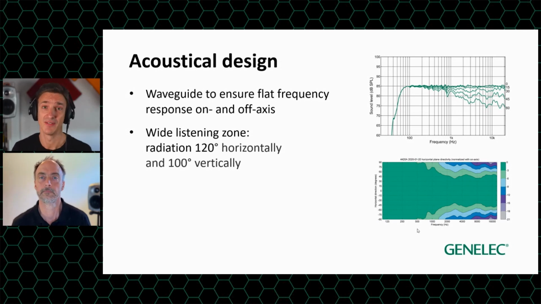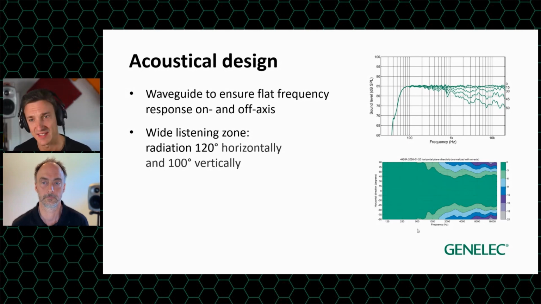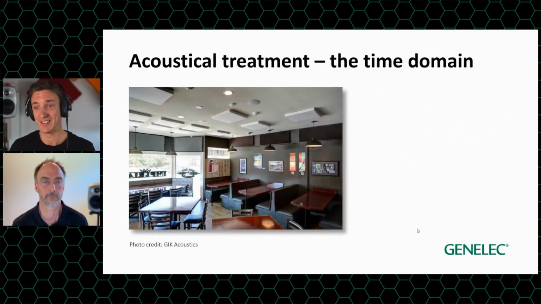Because of this waveguide, the listening zone is also quite wide. The radiation is approximately 120 degrees horizontally and 100 degrees vertically. With the newest model, the 4410, it's even a little wider. This one reaches 130 horizontally and 110 vertically. So compared to other speakers, you can use fewer speakers and still cover a huge range of your room with really good audio quality. And because I mentioned it, this is something which is really important in the studio business, but is also really important in installations.